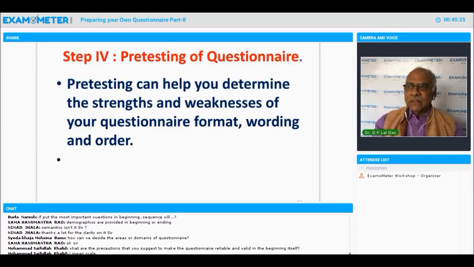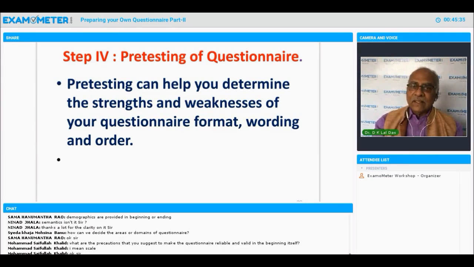Various aspects of the questionnaire are tested in pre-testing. Even the sequence of questions, whether it is correct, whether your opening question is correct, whether some question is very vague or not up to the mark, all those things are checked in pre-testing, and then we finalize the instrument.